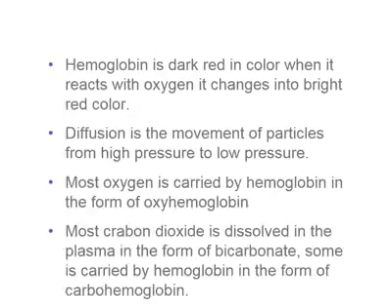Also, we learned that hemoglobin is dark red in color. When it reacts with oxygen, it changes into bright red. Diffusion is the movement of particles from high pressure to low pressure. And most oxygen is carried by hemoglobin in the form of oxyhemoglobin. Most carbon dioxide is dissolved in the plasma in the form of bicarbonate. Some is carried by hemoglobin in the form of carbohemoglobin. This is the lesson of respiratory system. This is the summary and the explanation of the chapter.